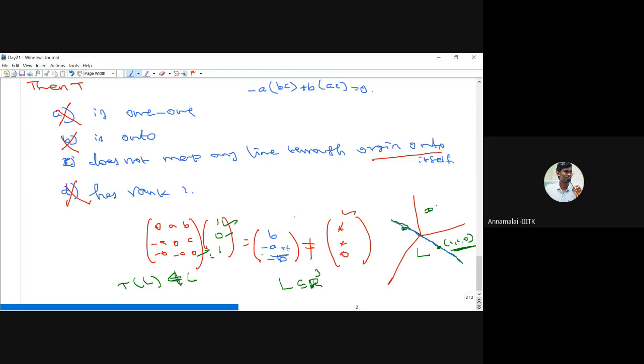Again. Got it? Did I make any mistake? Yeah, correct. So the answer is: does not map. So this is the correct answer.